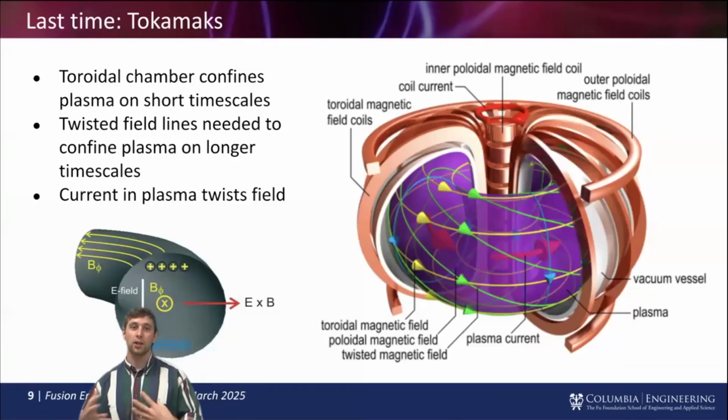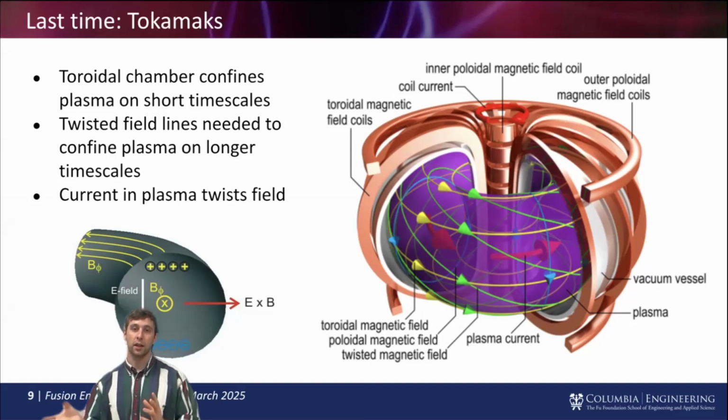So recall that a tokamak is a toroidal chamber that confines plasma. There are plans to use tokamaks both for short timescales and for long timescales. And we use magnets to create the toroidal field lines, so those go around the long way of the donut. And then we also use shaping coils to make the cross-section of the donut not exactly circular.